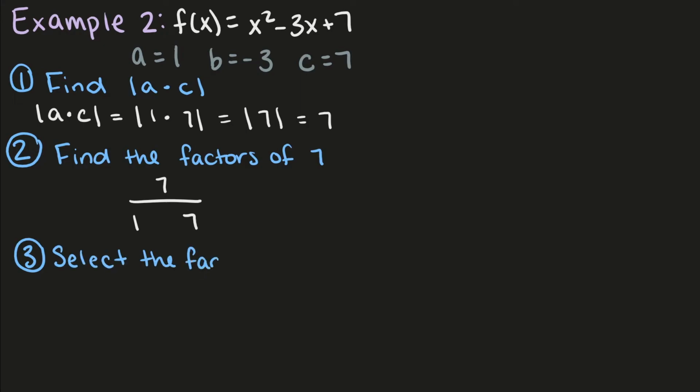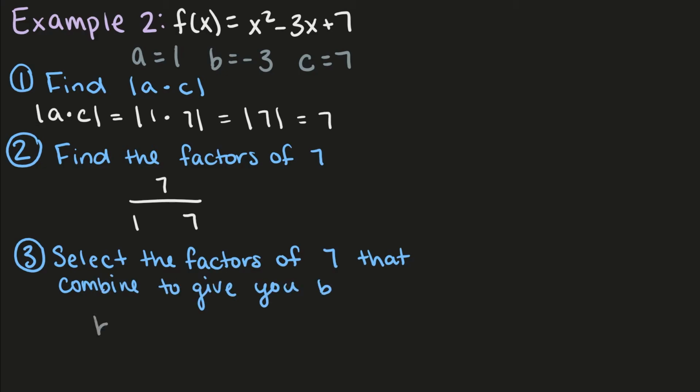Next, we'll select the factors of 7 that combine to give us our b term. b is equal to negative 3. So in this case, there aren't any factors that combine to give us b, which means this function is not factorable.